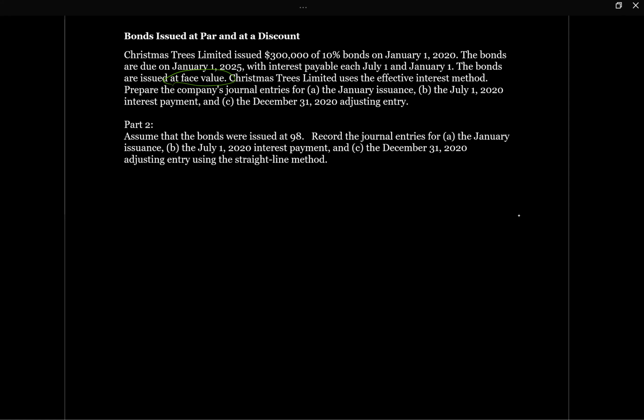So even though we're told that they use the effective interest method, which normally we would set up an amortization table to make sure we have the proper amounts, we don't need to do that in this case because the bonds are issued at face value.